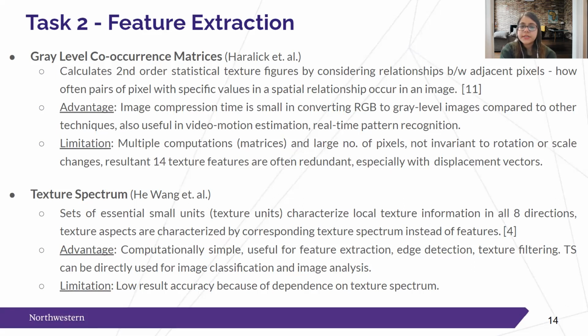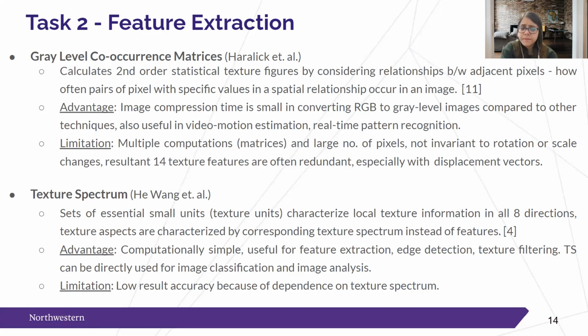But the limitation is that you need a lot of computations, a large number of matrices and pixels, and it's not invariant to real world properties that are found in textures, like rotation or scale changes. And because this method was proposed by Haralick, it always has 14 texture features as the output. So that can oftentimes be redundant, especially with displacement vectors.